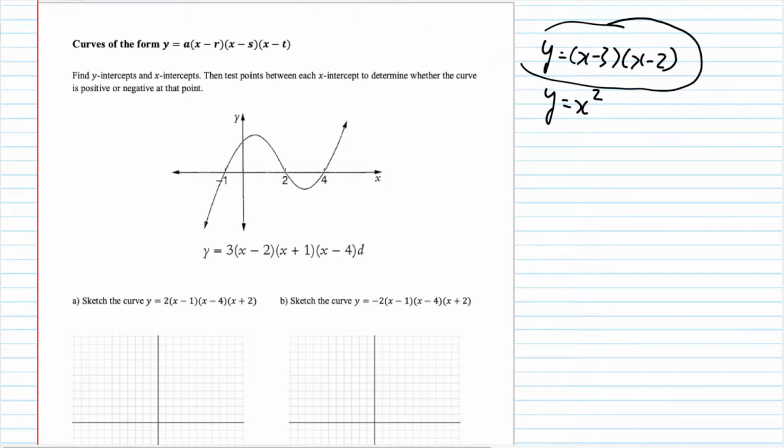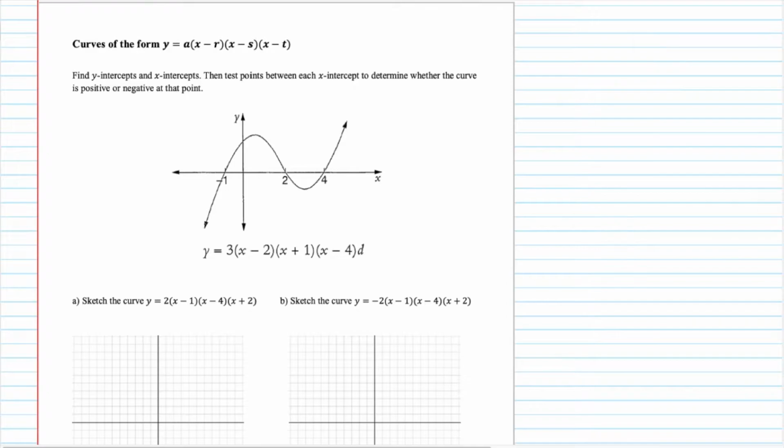Okay, let's get started. Find the y-intercepts and x-intercepts. So that should be pretty easy. Then test points between each x-intercept to determine whether the curve is positive or negative at that point.